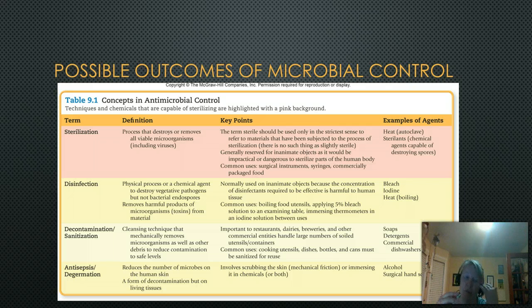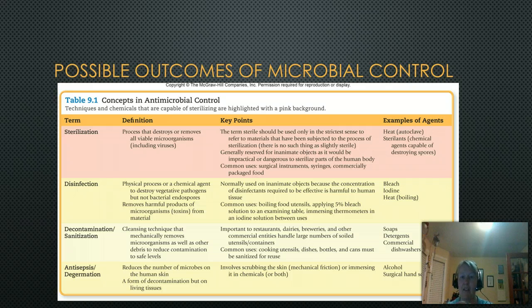So first of all, let's start with possible outcomes of microbial control. There are four main possible outcomes that I want you to be familiar with. The first of these is sterilization. Now this is the gold standard. This is what we'd love to be able to accomplish in all situations, but it's just not possible. This is where we destroy and remove all viable microorganisms. This includes viruses, it's everything. Now, the reason why we can't do this for everything is because these processes are so intense that they would potentially kill us or at least really damage our cells in the process, or the material that we're trying to sanitize. So not everything can be sterilized.